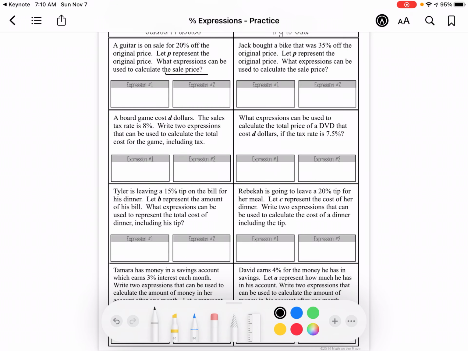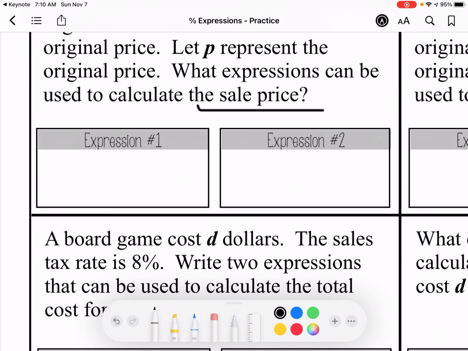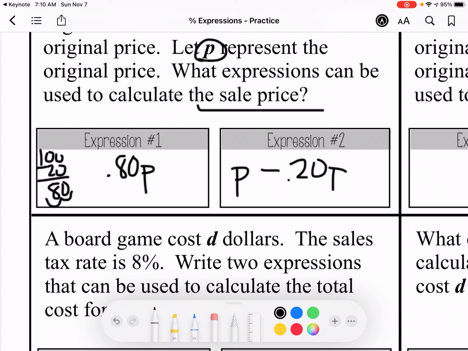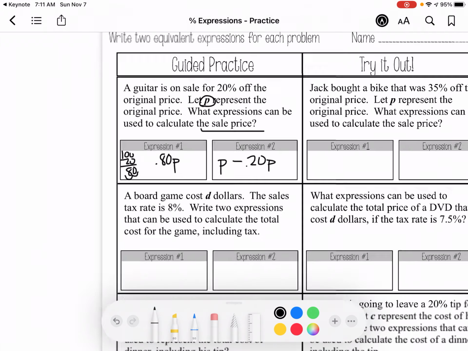So that's how much I'm paying, right? So if I save 20 from 100%, I'm paying 80%. I move my decimal 2 places to the left because I have to have it as a decimal, not as a percent. So 0.80 times P, the price, will give me my cost. Or I could do P, which is the whole cost, minus 20% of the cost. Because it's a discount, I'm saving the money, so I'm subtracting.